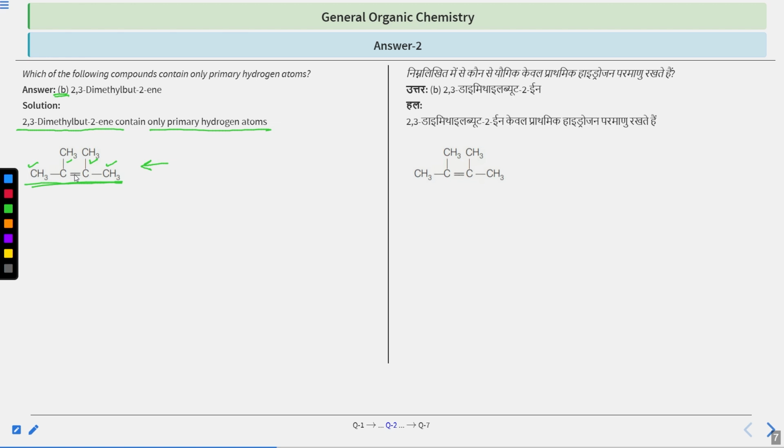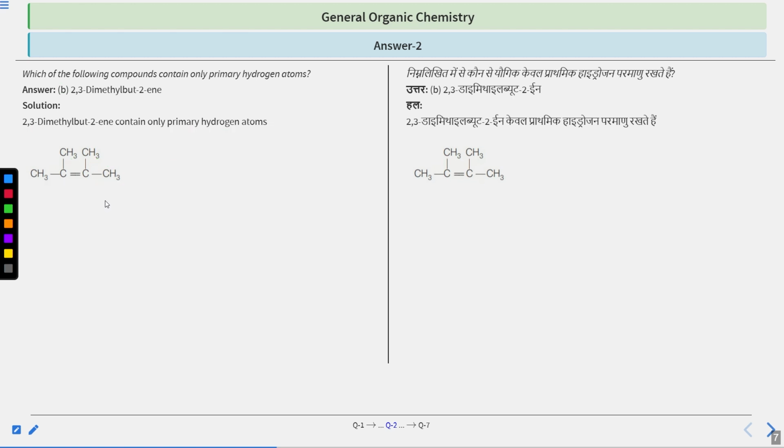Primary hydrogen atom means the hydrogen atom is attached to a carbon, and that carbon is singly bonded to another carbon atom. That is the primary hydrogen atom. You can see that in this structure all the hydrogen atoms are only primary, and thus option B is the correct answer.